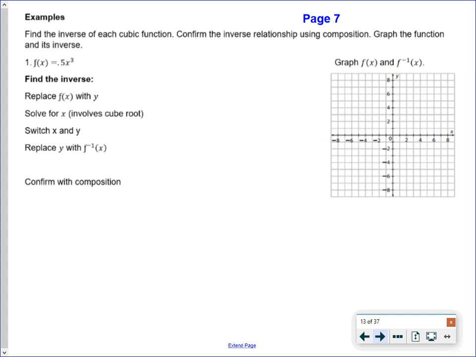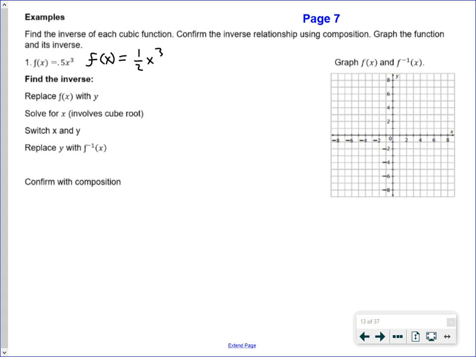Finding the inverse of cubic functions will be the exact same thing as finding the inverse of a quadratic. So the very first thing I'm going to do is change this function and write it as a fraction rather than a decimal. It doesn't really matter, but I think when solving for the inverse, having it as a fraction makes it a lot easier than having it as a decimal. So I'm going to change 0.5 to 1/2, and now we're going to find the inverse.